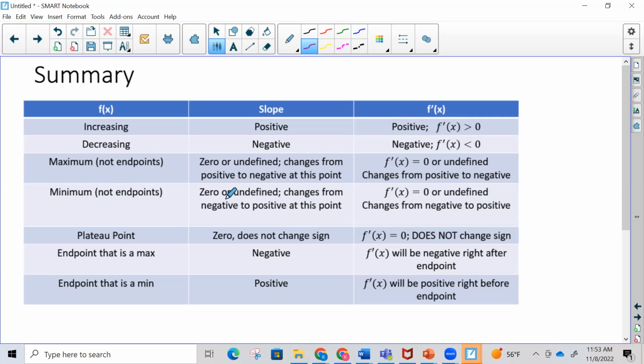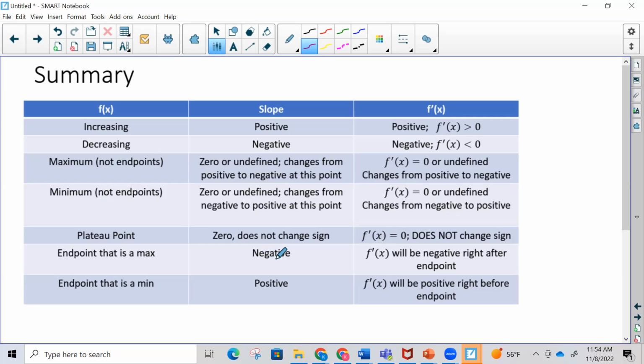Okay, if we have a max or min, the derivative at the max is going to be 0 or undefined. It's going to change from positive to negative at this point. If it's a min, the slope is 0 or undefined and it changes from negative to positive. Again, the derivative is the same thing, so it's pretty much the same wording. At a plateau point, the slope is 0. The slope will not change sign at that point. So f prime of x equals 0. It does not change sign.